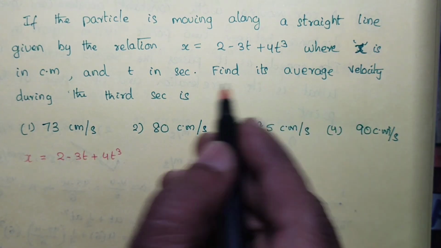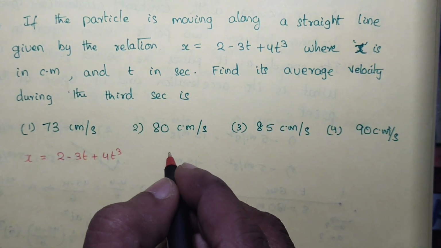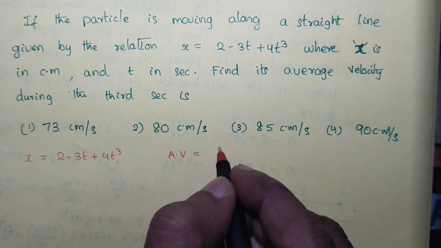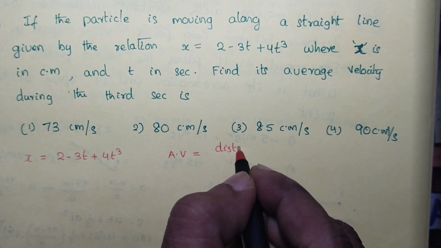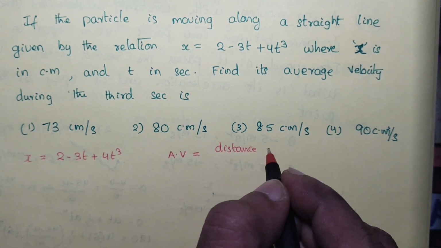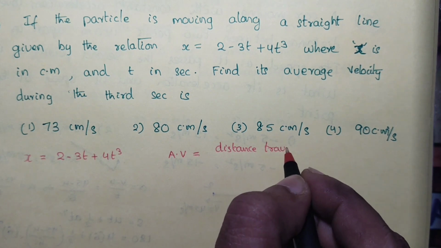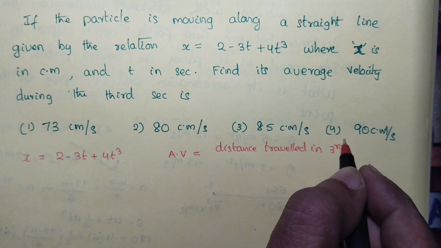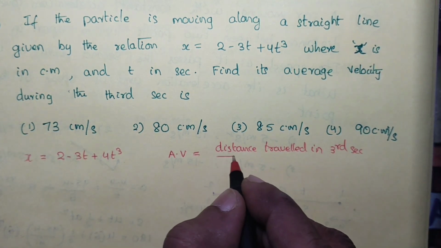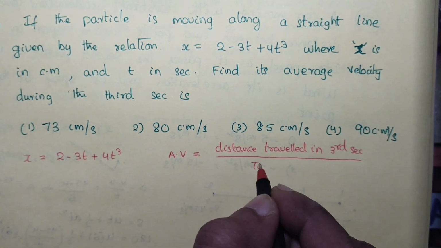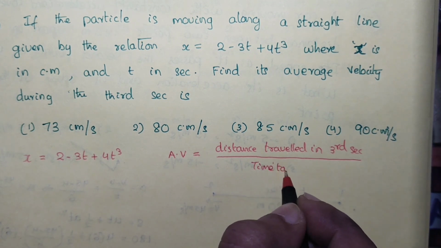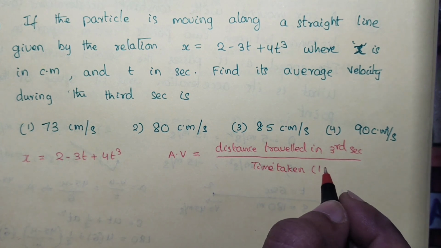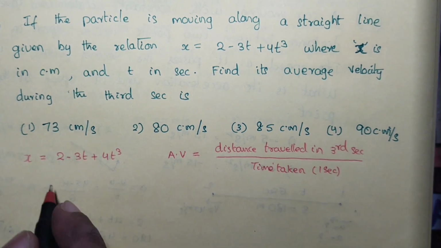He is asking the average velocity during the third second. Average velocity is equal to the distance or displacement traveled in the third second by the time taken. Time taken means in the third second, that is 1 second. That will be 1 second.